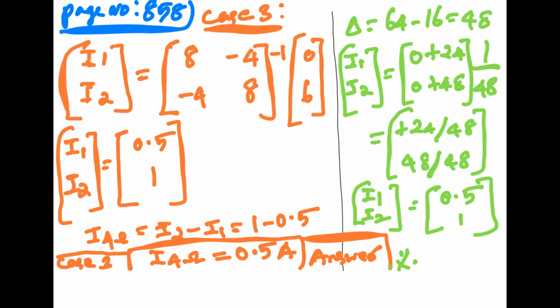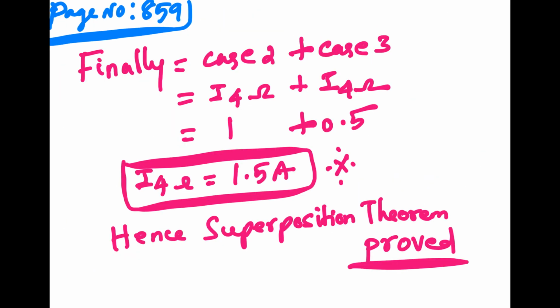Kindly note that in case 1, both supplies are present. In case 2, one supply, the first supply, is present. In case 3, only the last supply is present. That is the superposition method, which is important for the superposition theorem. Finally, case 2 plus case 3: I4 ohm plus I4 ohm is 1 plus 0.5, that is 1.5, which is equal to case 1. That is a very important point. Finally, hence the superposition theorem is proved.